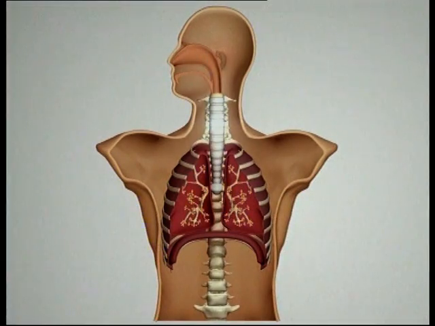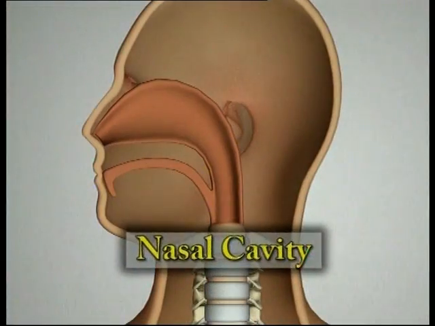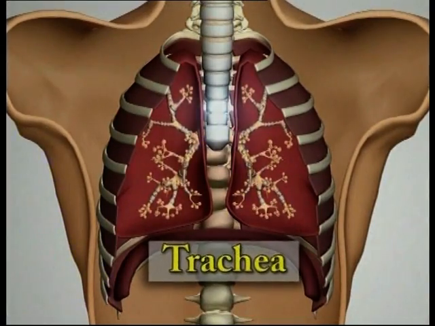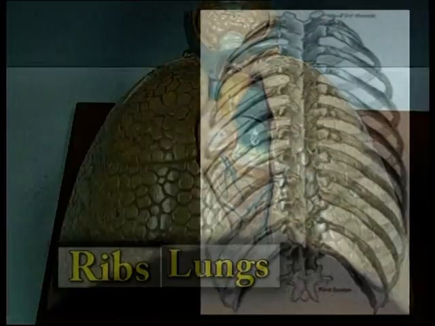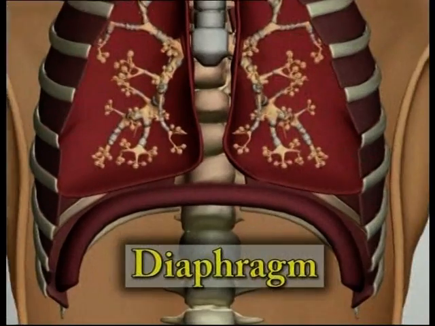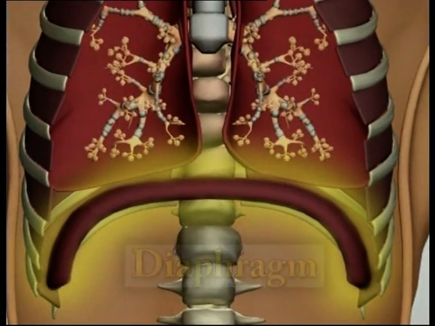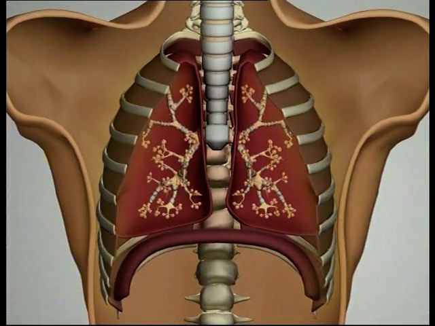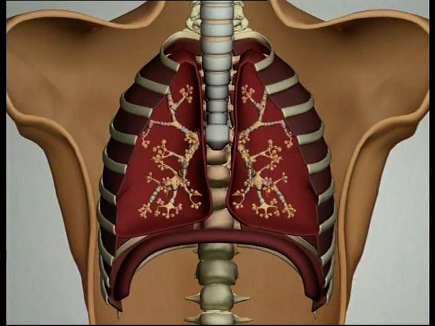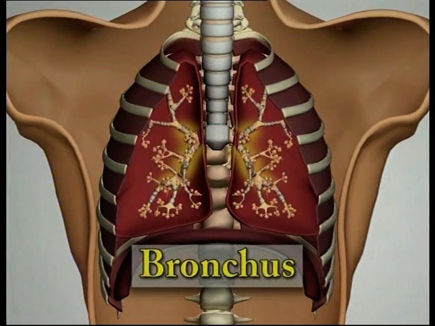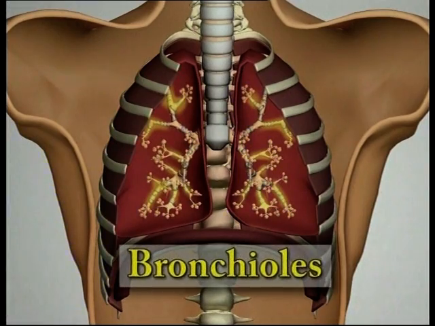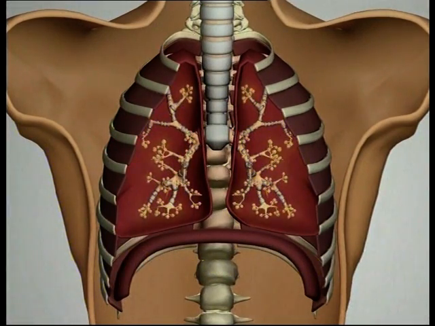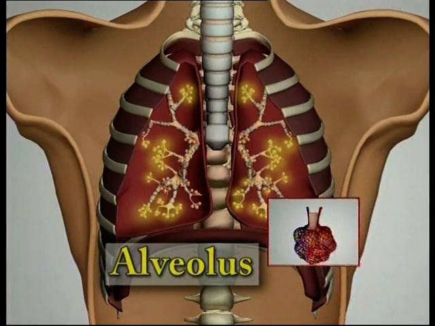Okay, let us recall what we have learned so far. Number 1. The human respiratory system consists of the nasal cavity, trachea, lungs, ribs, diaphragm, and the intercostal muscles. Number 2. The lungs consist of the bronchus, bronchiole, and alveolus, which are wrapped with blood capillaries.